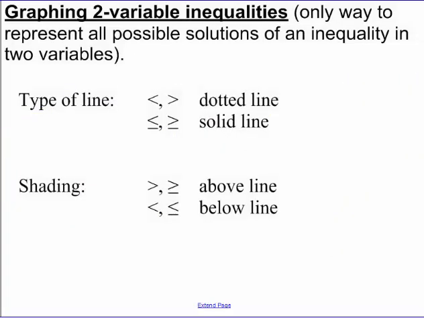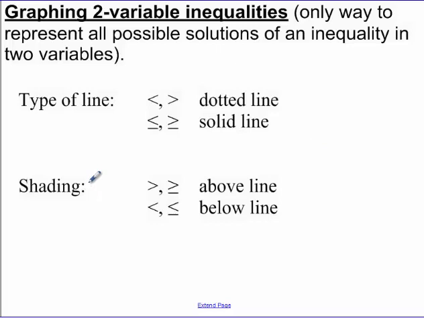So next we'll talk about graphing inequalities in two variables. The only way to show all possible solutions of an inequality in two variables is to graph it. First we have to look at the type of line that we would use. If we have the inequality without the equals underneath, just strictly less than or strictly greater than, you would use a dotted line. If you do have the line underneath indicating equal to, then you would use a solid line. We will do an example of this in just a moment.